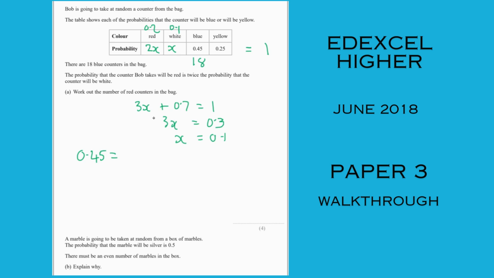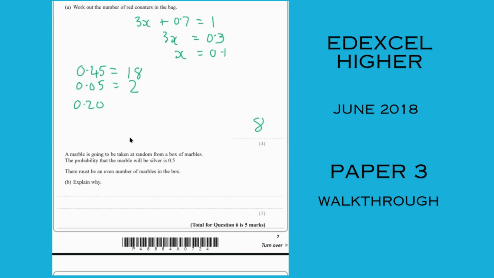The knowledge we've got is about blue. A probability of 0.45 is 18. So what's the probability of a ninth as much? So divide by 9, divide by 9. So the probability of 0.05 would mean we've got 2 counters, and red is 0.20, which obviously is 4 times as much. So we say there's 8 red counters in the bag.